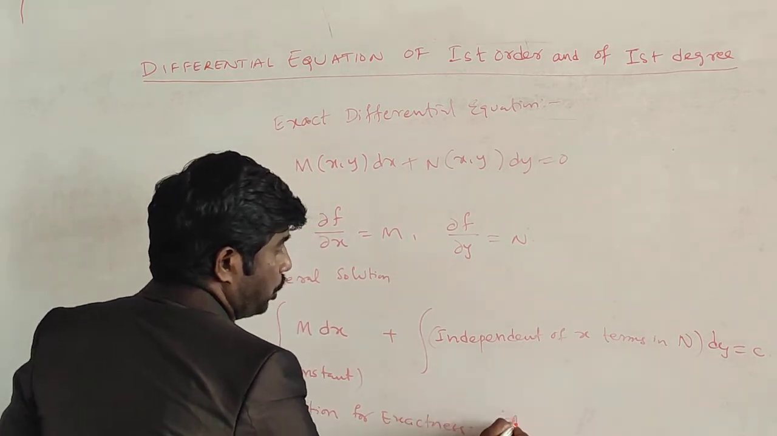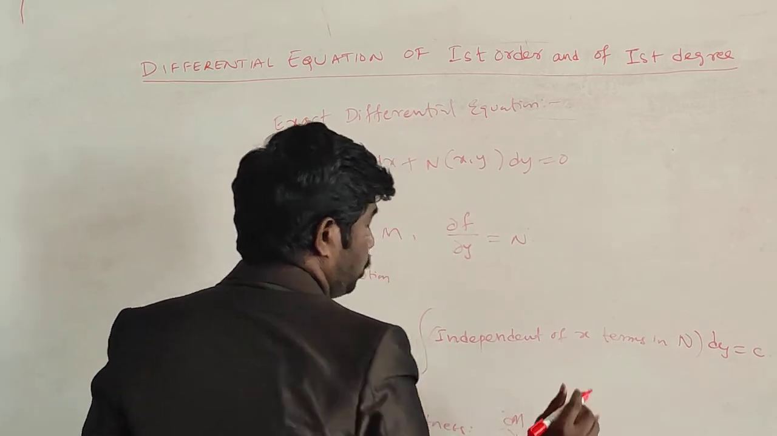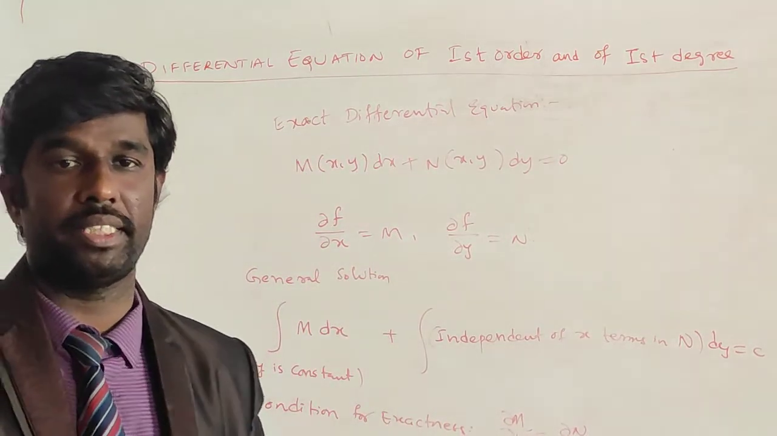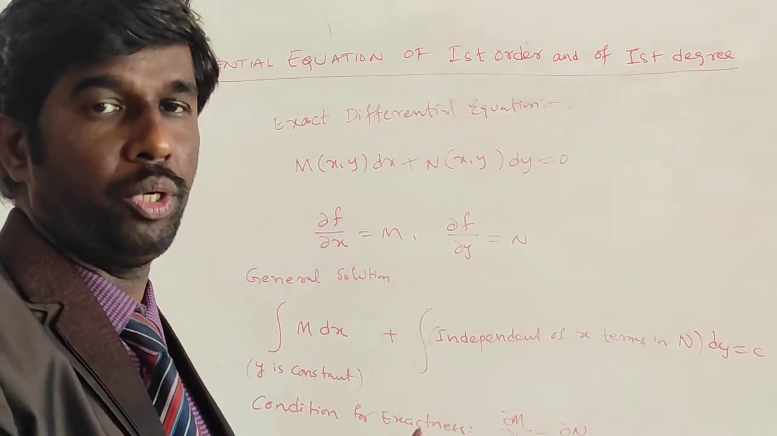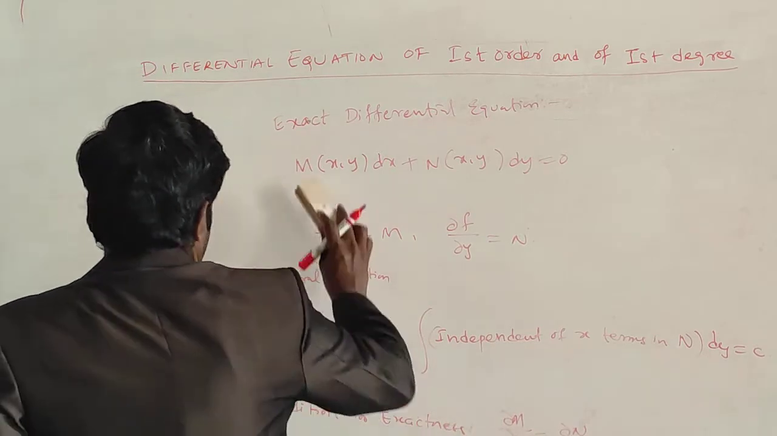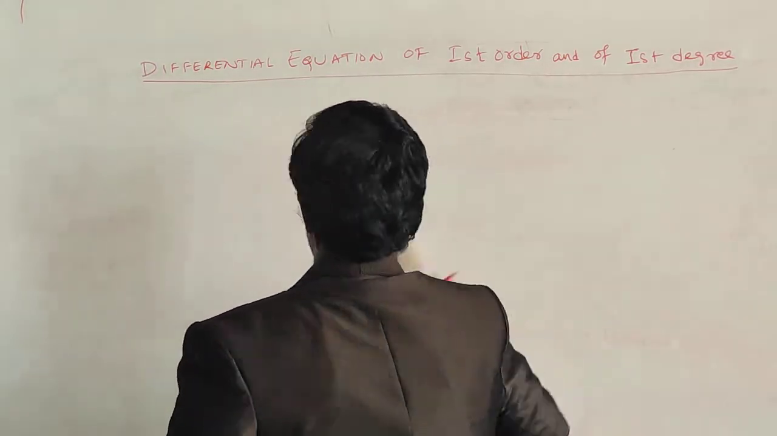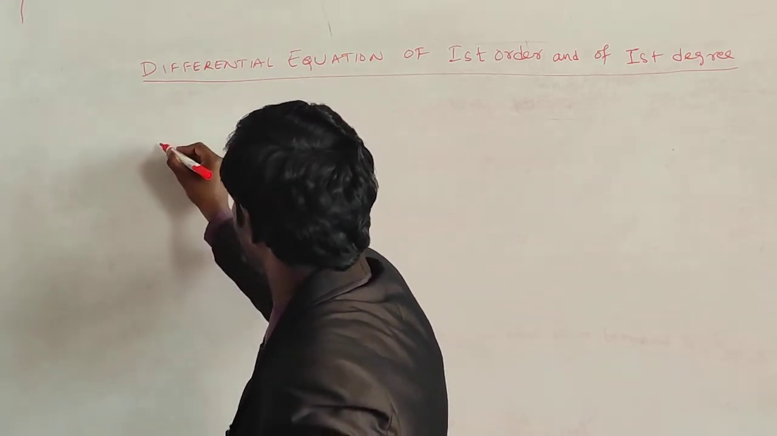So that is ∂M/∂y equal to ∂N/∂x. This is the condition for exactness, that is ∂M/∂y equal to ∂N/∂x. Now, I would like to solve one problem on exact differential equation. I am taking an equation here.